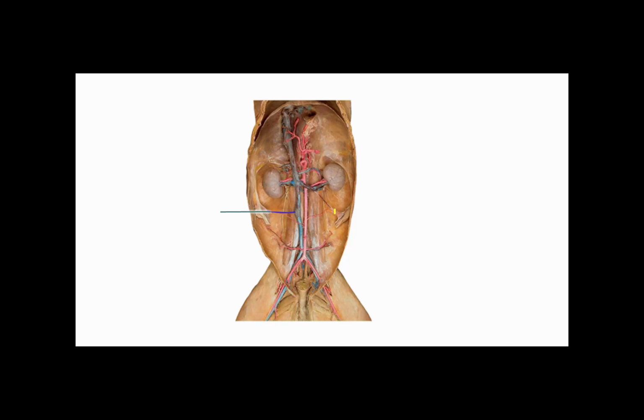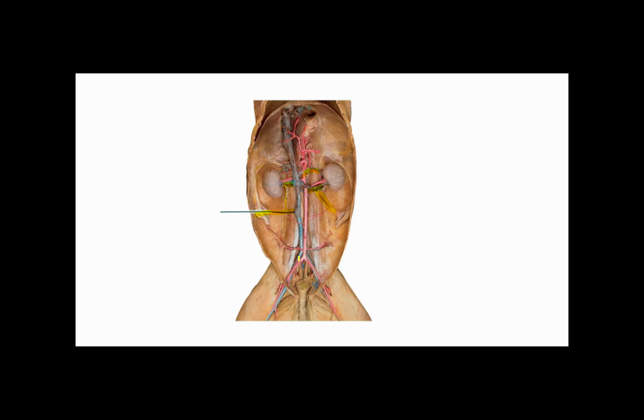Here is another picture. It's not well perfused with the blue dye, but I'm highlighting it. This is the left gonadal vein dumping into the left renal vein. This vein up here is the suprarenal vein. Over here is the right renal vein. And you can see the right gonadal vein dumps into the inferior vena cava.